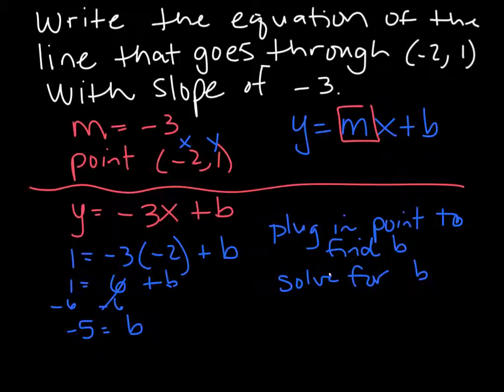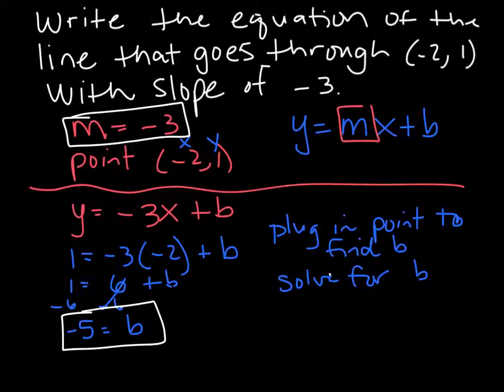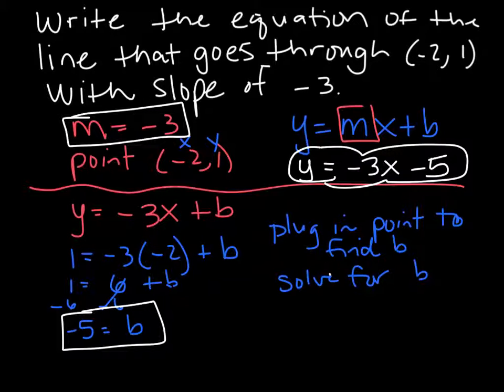Right now I have the slope, and now I have b. So now I have everything that I need. So I'm going to go back and write my equation. I'm going to take out my ordered pair and go back to x and y. So y equals negative 3x minus 5. And that's the equation of the line that goes through that ordered pair with that slope. So I used the slope and an ordered pair to find everything I needed.